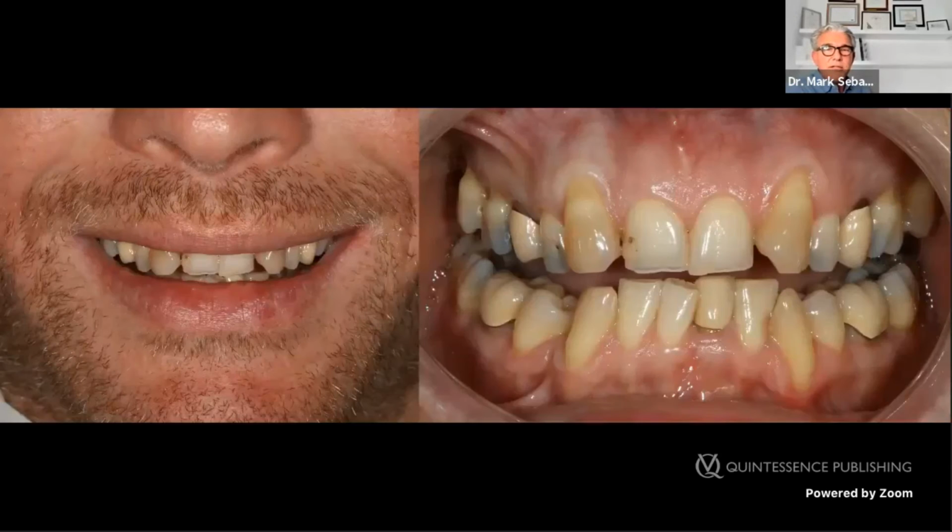He wanted to change his smile. He hadn't been smiling since he was young. And as you can see, there are some missing small centrals. The canines were used for closing the gap, and the centrals are in a retruded position. The lower front was coming up.